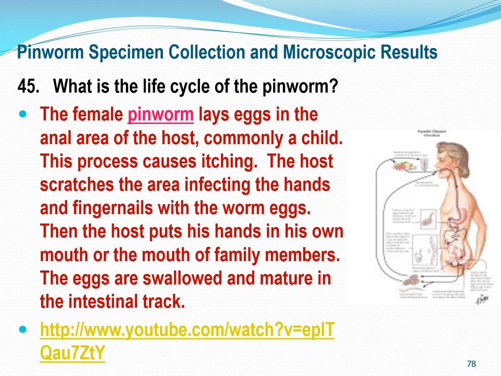So what is the life cycle of a pinworm? Let's go through that first. The female pinworm lays eggs in the anal area of the host, commonly a child. This process causes itching. The host scratches the area, infecting the hands and fingernails with worm eggs. Then the host, like children do, puts their hands in their own mouth or sometimes in the mouths of family members. The eggs are swallowed and mature in the intestinal tract.